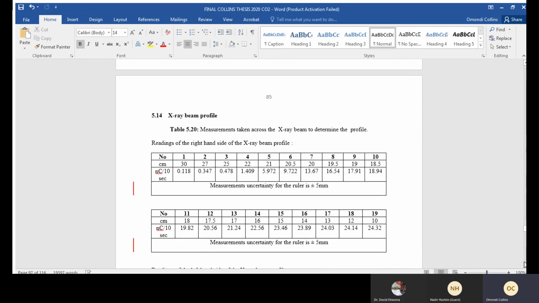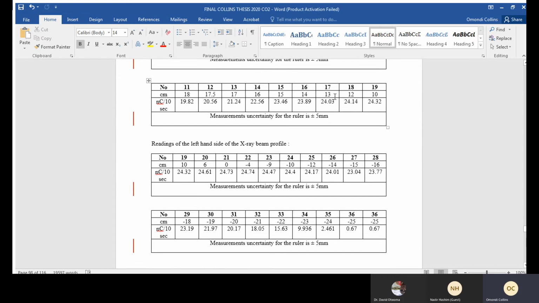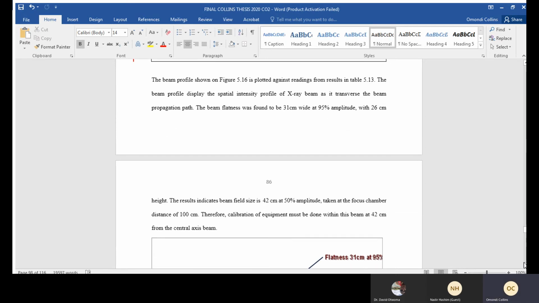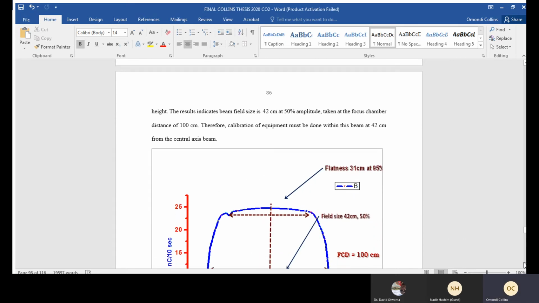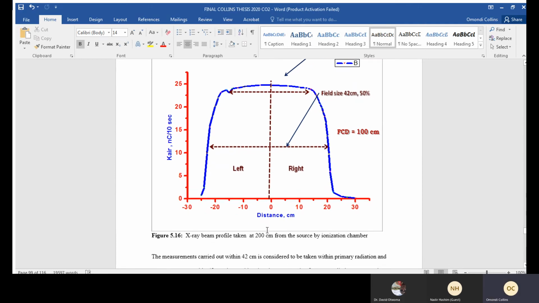So this was the last one, the profile. Different ranges on the left and on the right across the beam. And it eventually leads to this diagram. It was taken from 200 centimeter from the source. So this is the field size.